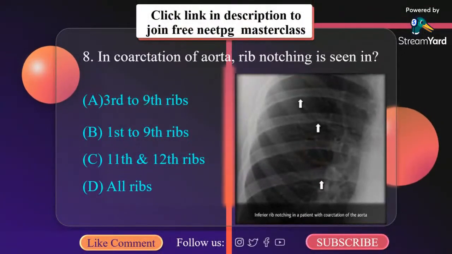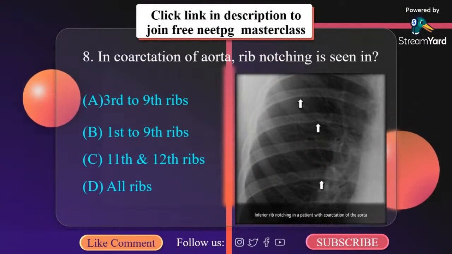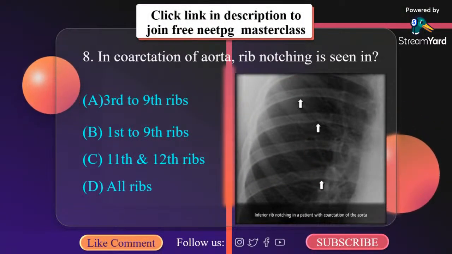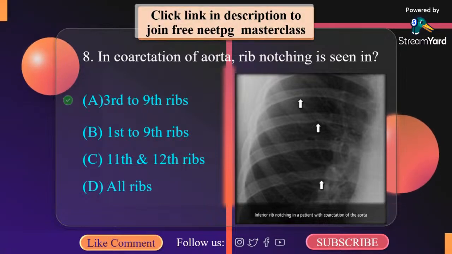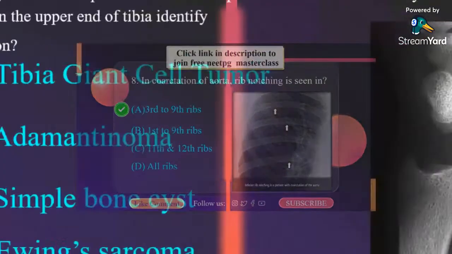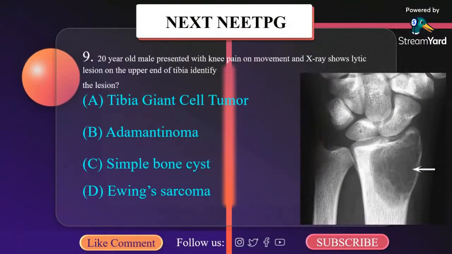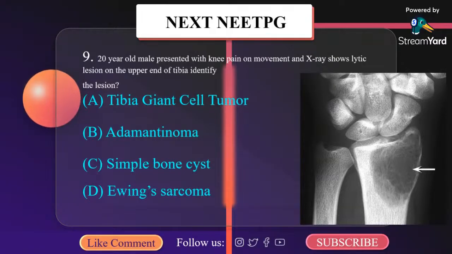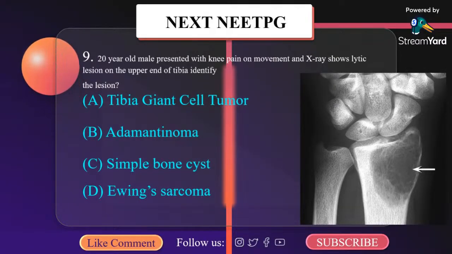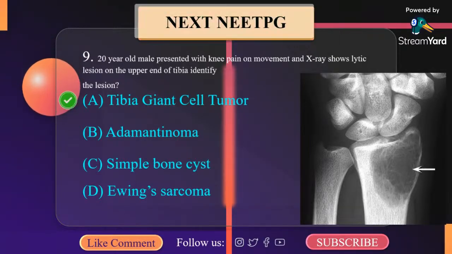In coarctation of aorta, rib notching is seen in A. Third to ninth rib, B. First to seventh rib. It is third to ninth rib. A 20-year-old male presented with knee pain on movement and X-ray shows a lytic lesion on upper end of tibia. Identify the lesion. It is tibia giant cell tumor.